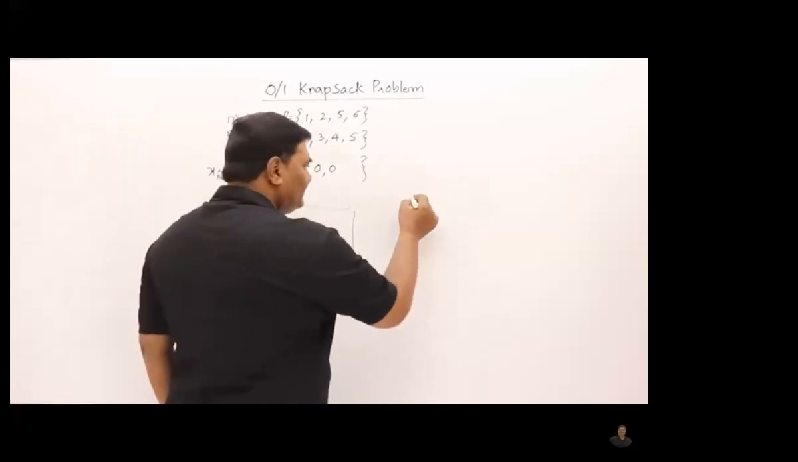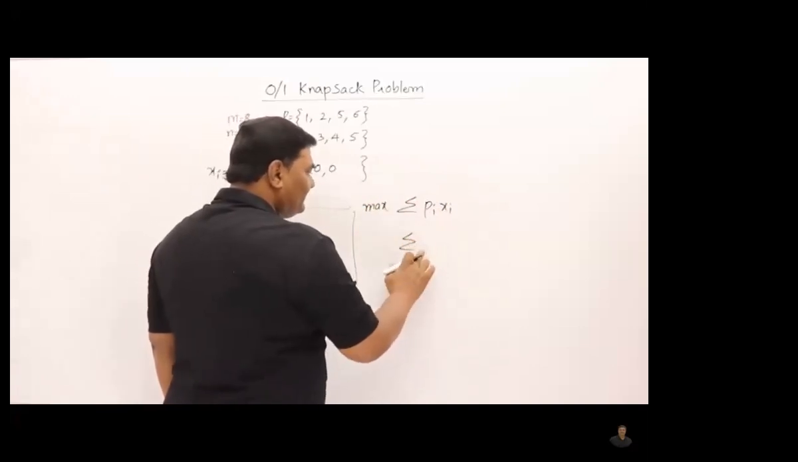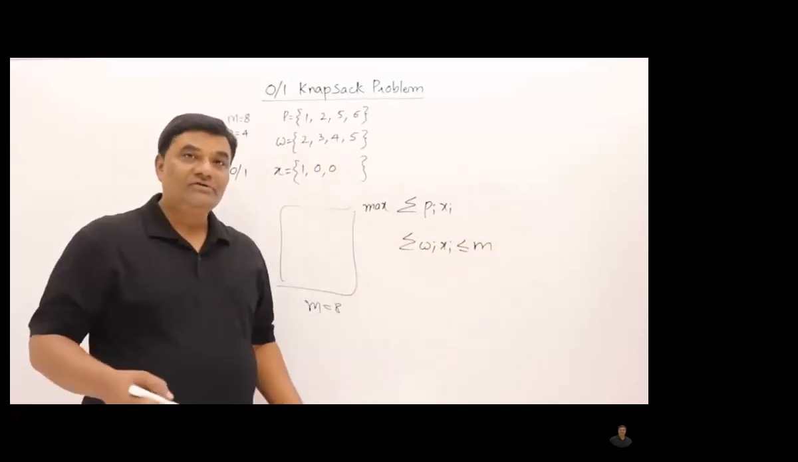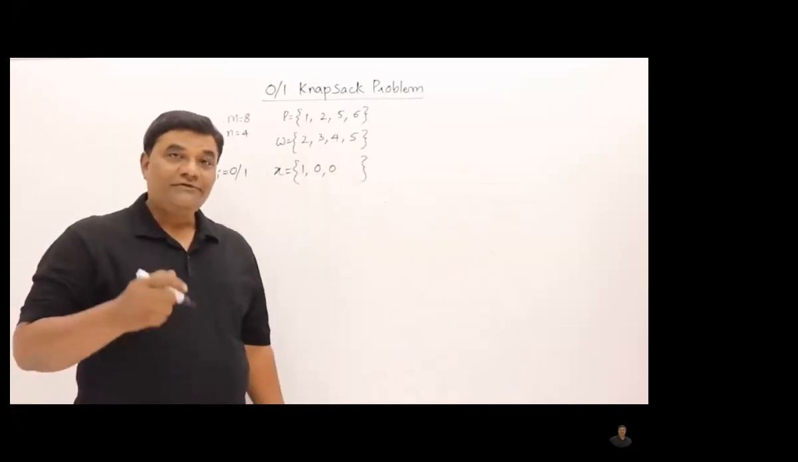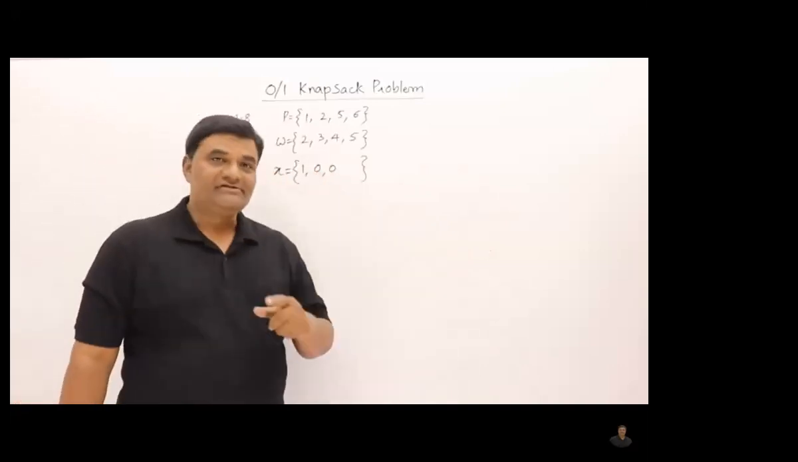So I have to carry the objects such that the sum of their profits is maximized and the sum of their weights is less than or equal to the capacity of the bag. Now let's see the approach of dynamic programming for solving this. A few important things about dynamic programming: it is useful for solving optimization problems. This demands maximum results, so it is an optimization problem.